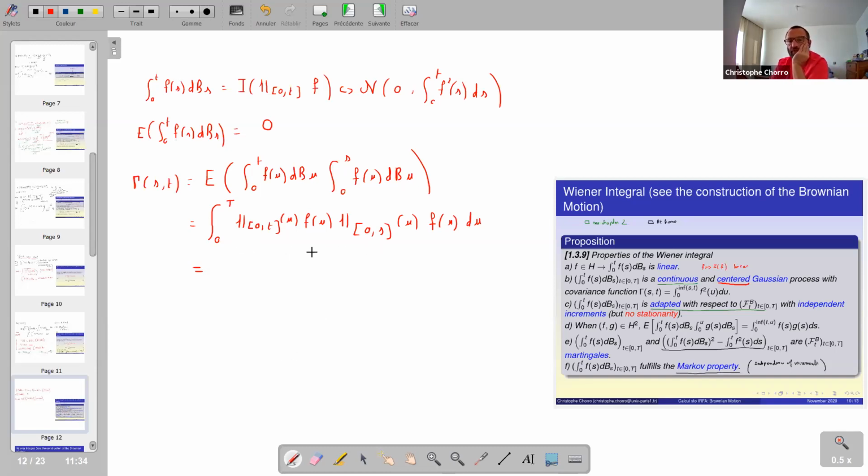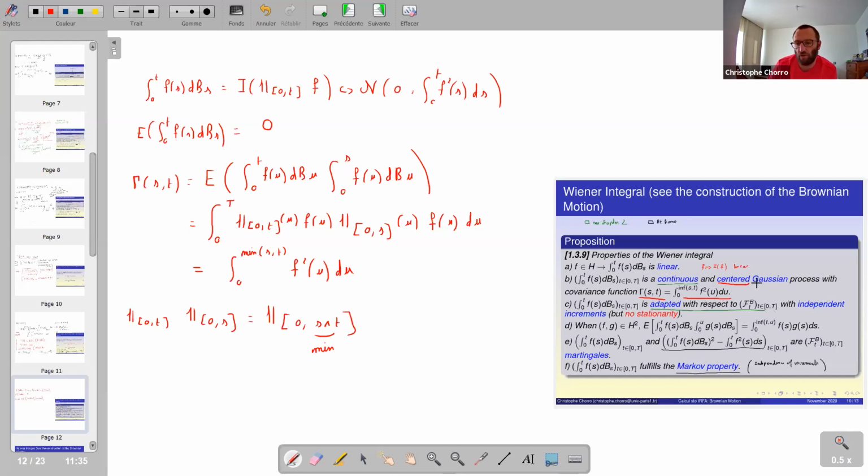I know that the product of indicator functions gives the indicator function of the intersection. It depends on which one is the smaller. In fact, I can prove that the indicator function of [0,t] multiplied by the indicator function of [0,s] is just the indicator function of [0, min(s,t)]. So I recover what I want, that is the integral between 0 and the min between s and t of f square of u du. That is exactly what was to prove, this result here.